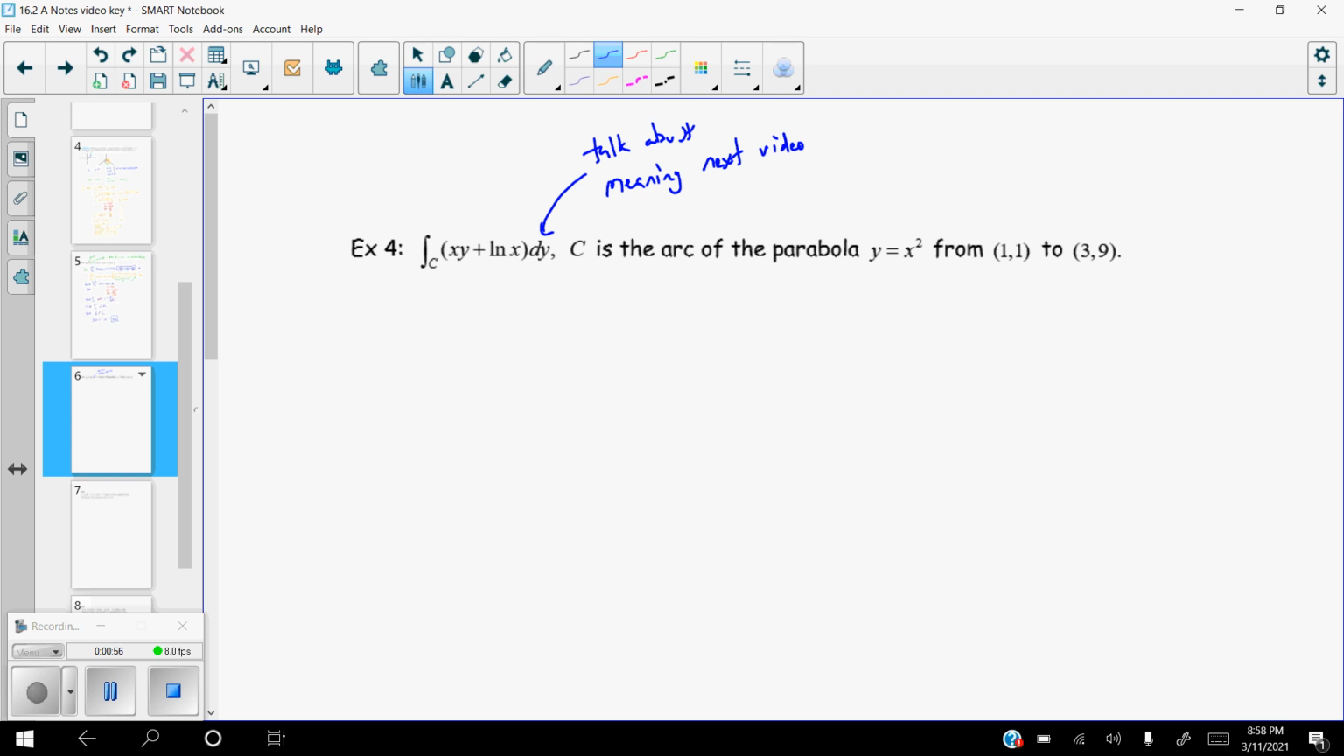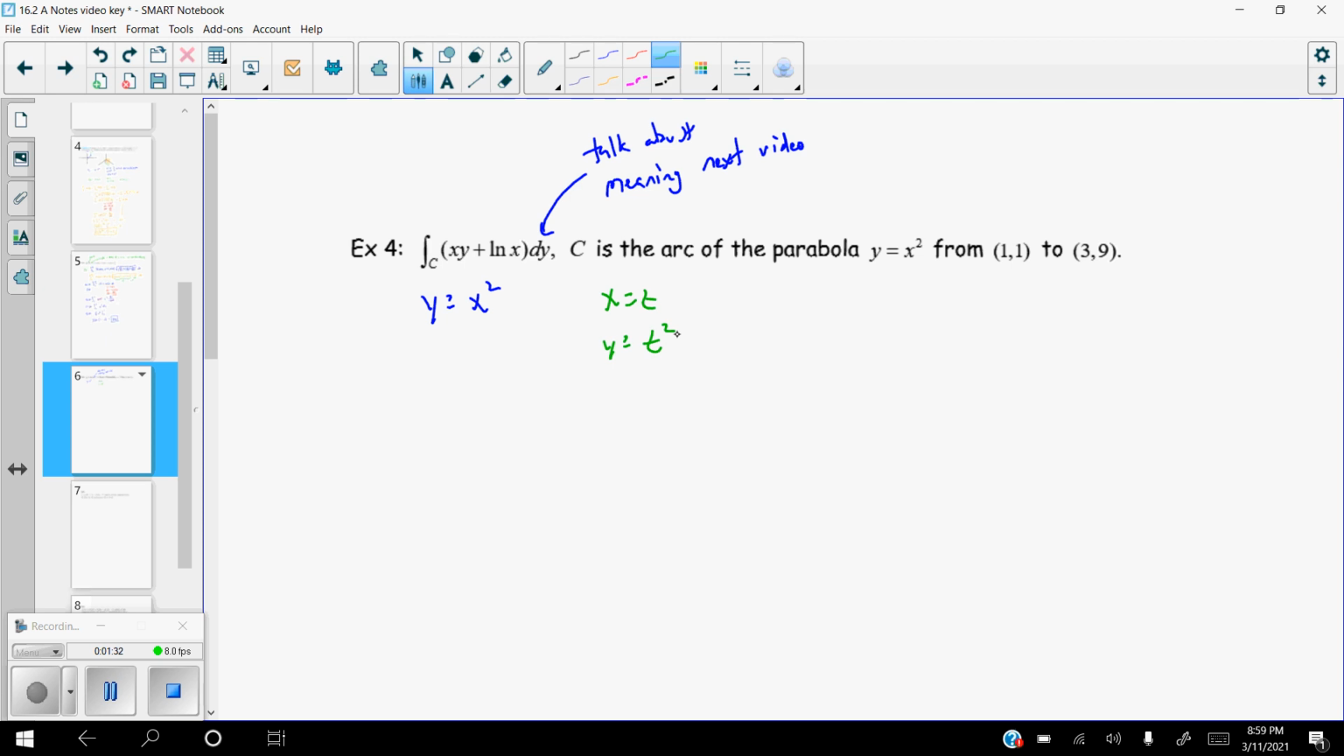All right, so let's see what we've got. We want to find the line integral where C is the arc of the parabola y equals x squared from (1, 1) to (3, 9). You could sketch that if you want to, but I'm not going to worry about what it looks like. The basic idea is that y equals x squared is our function. We need to parameterize it. This is a relatively simple one, so the trivial parameterization would be the easiest. We'll just say that x equals t, and that makes y equal t squared.